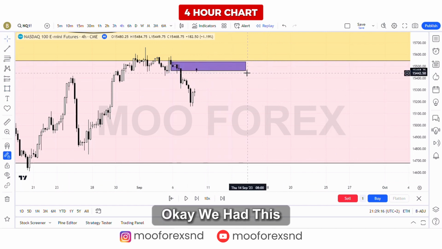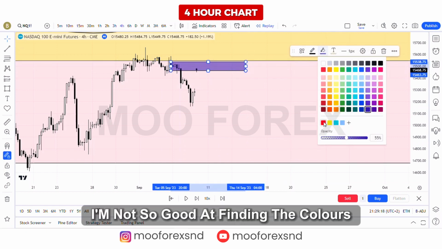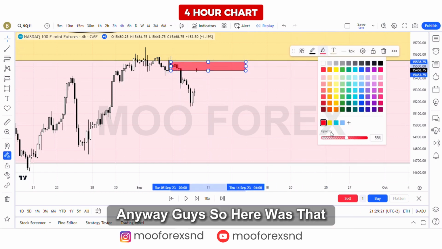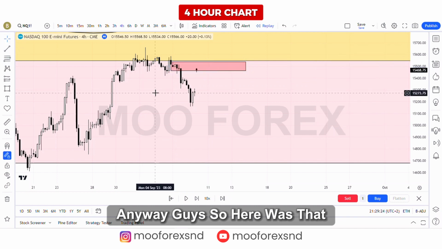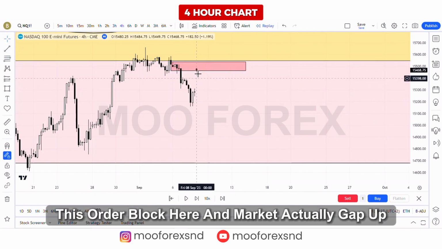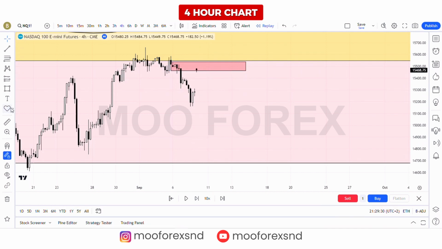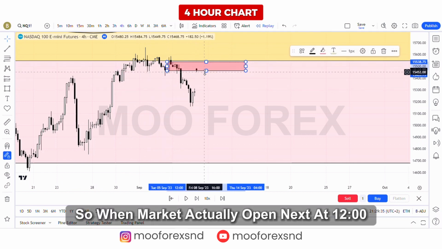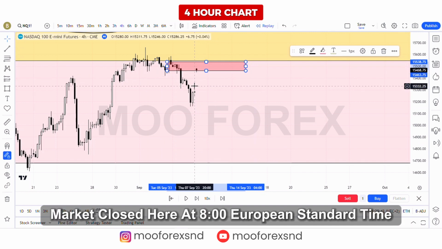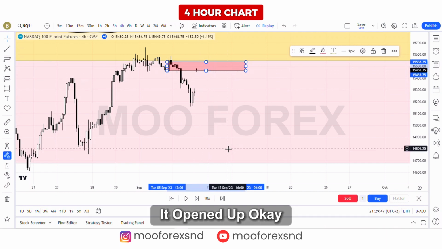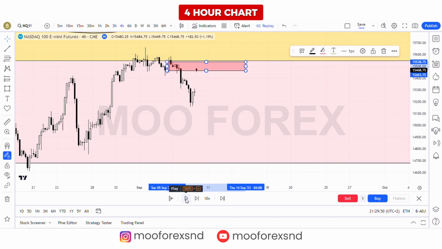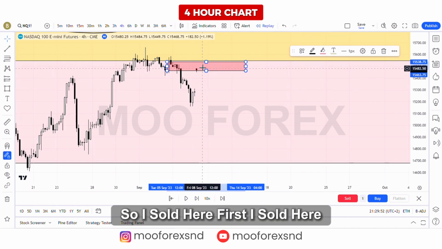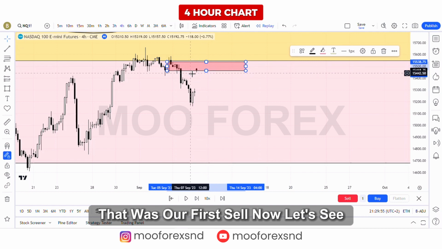Okay, we had this. I'm not so good at finding the colors. Anyway, guys, here was this order block, and the market actually gapped up. The market was here, because I use the original Nasdaq chart. So when the market closed here at 8 o'clock European Standard Time, and then opened next at 12 o'clock, it opened up. So I sold here first. That was our first sell.